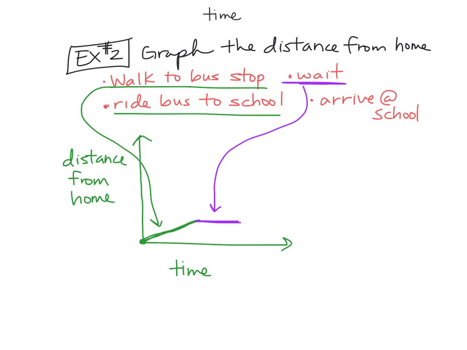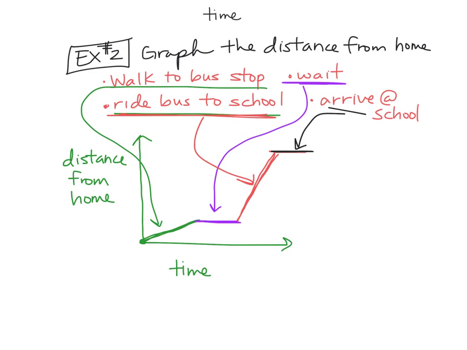Goes up. How does it go up? Steep, right? Because when we were walking, that was less steep. So if we're riding the bus, we're going to go steeper like this. Okay, ride the bus to school would be here. And then arrive at school. When you're at school, you're the same distance from home pretty much the whole time, right? So arriving at school would put you here again. You're at school. You're staying in one spot. Does that make sense?